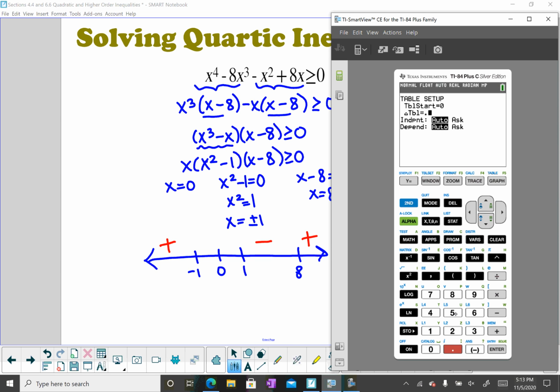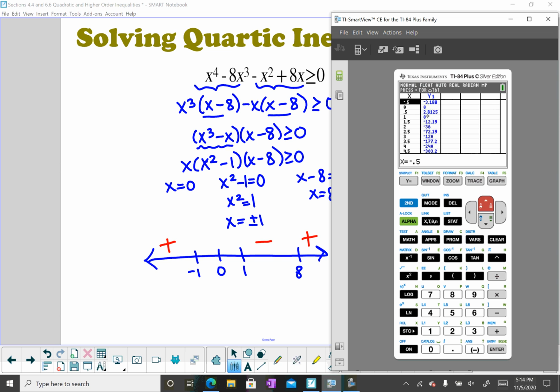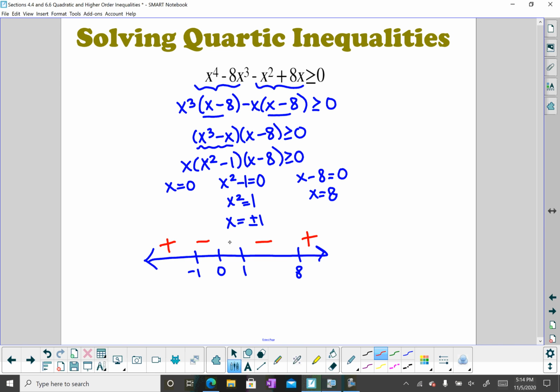So I'm going to use 0.5. So again, to get to that, I hit second window, and then table start, always just put a 0. Triangle TBL, that's what it counts by. The default is 1, which all your calculators were probably at. So now if you hit second graph again, you'll see all the half values as well. And we want to focus in on -1/2 and +1/2. -1/2 gives me a negative number, and +1/2 gives me a positive number. So let's fill those in, negative, positive. So that just saves you a little bit of time with all those pluses and minuses if you don't want to plug the values in by hand or you don't feel like you're doing it right.